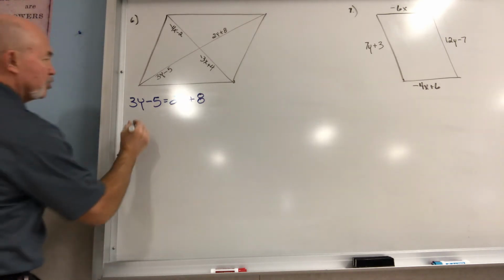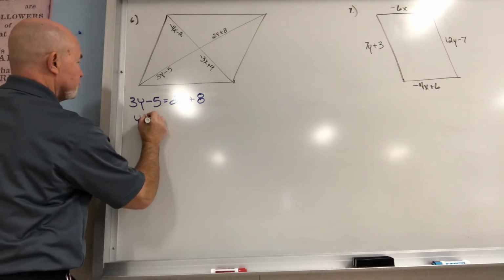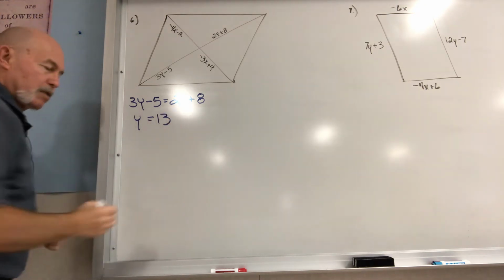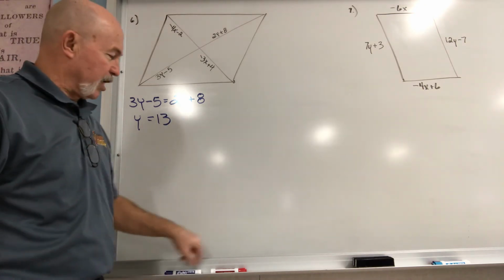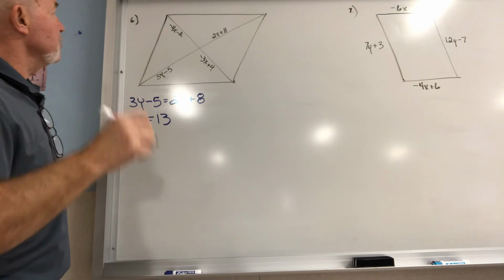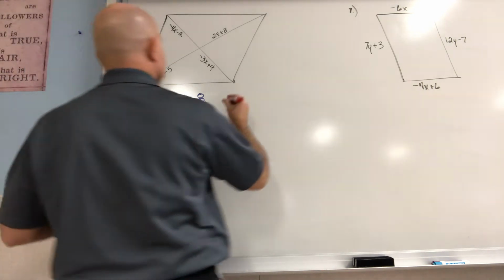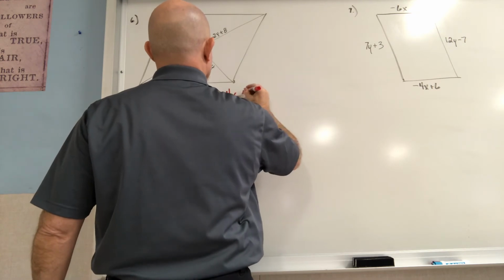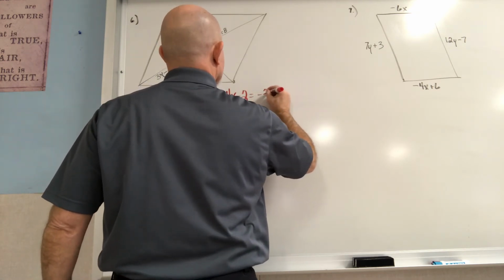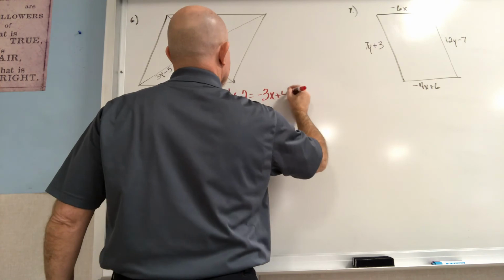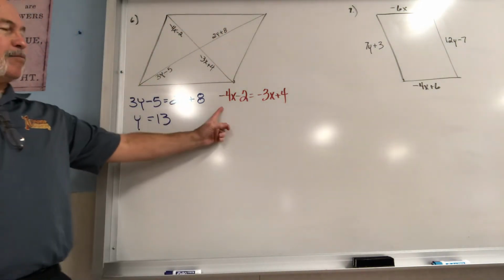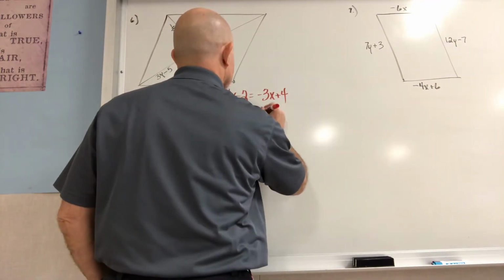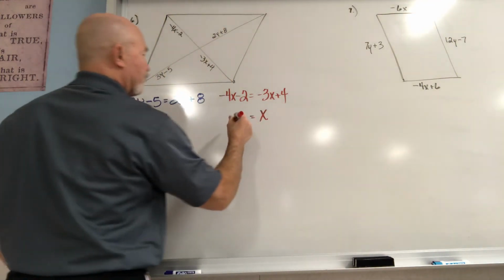Subtract 2y from both sides. Add 5 to both sides. That's the easiest one we're going to deal with today. Now we do our x's. I'm going to bring the negative 4 that way to make it a positive x. Subtract 4 from both sides.